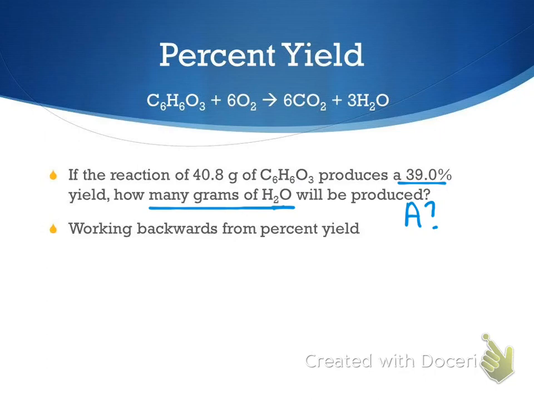Okay, so right now we have a starting amount of our hydrocarbon. We have our percent. We need to solve for the theoretical yield of water, how much water should be produced. And then we can take that 39% and find out how much was actually produced. Does that make sense? Okay, so let's start that. So 40.8 grams of our hydrocarbon.